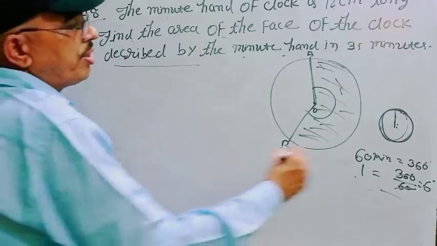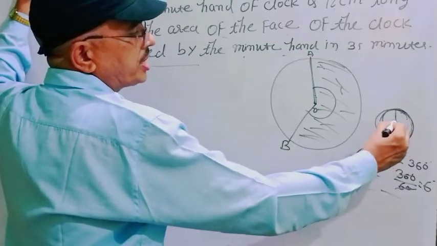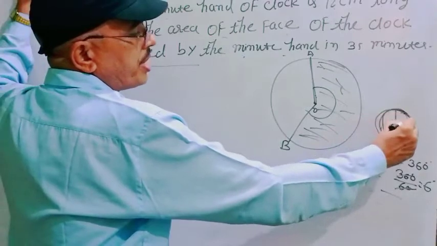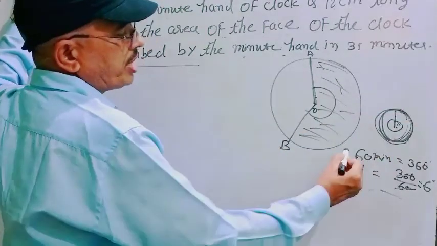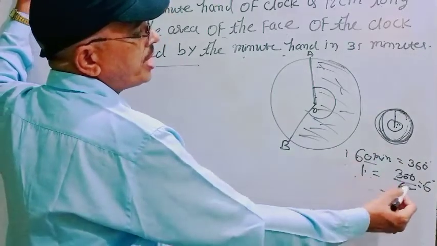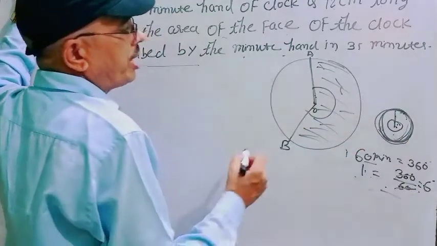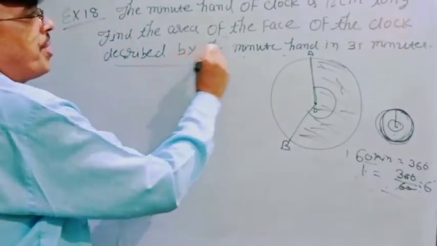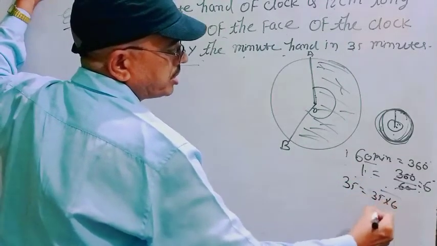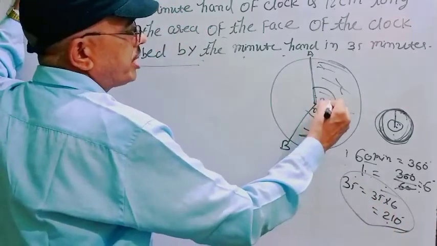How is it possible? Because when the minute hand makes one round of the clock, it makes 360 degrees at the center. But the time taken by the minute hand is 60 minutes. So in 60 minutes it makes 360 degrees. So in 1 minute how many degrees does it make? That is 6 degrees. And your question is the angle made in 35 minutes, then it is 35 into 6, that is 210 degrees. So 210 degrees is the theta.